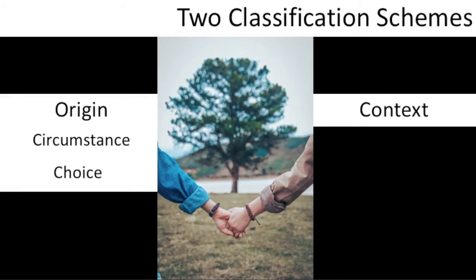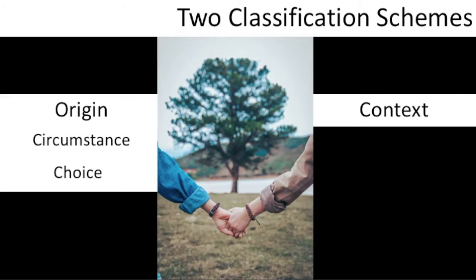A relationship of circumstance is based upon the situations that we're in. For example, in the class, most of you will have a relationship of circumstance because you're in the class together. A relationship of choice, well, that's something that you actively seek to develop further. So, relationships with your closer friends, those would be relationships of choice.